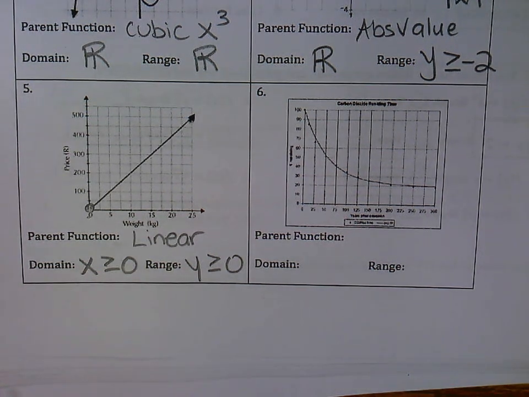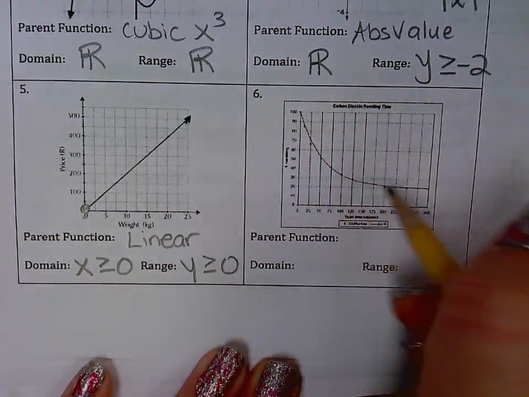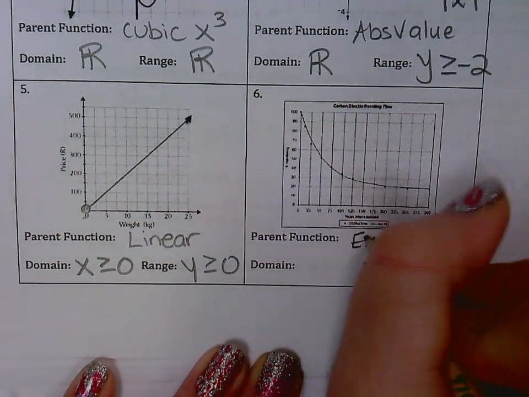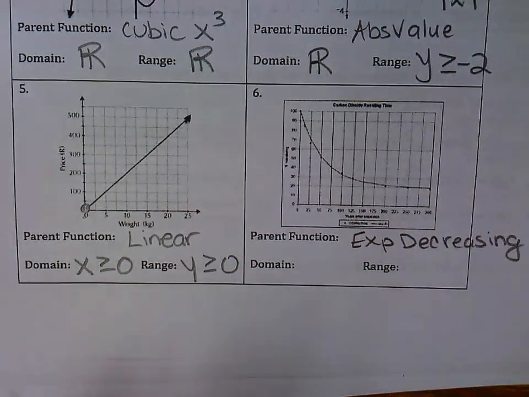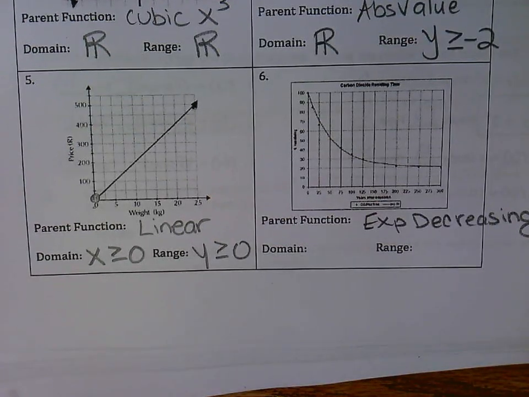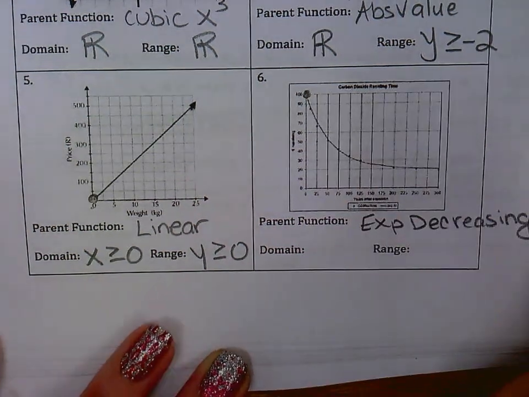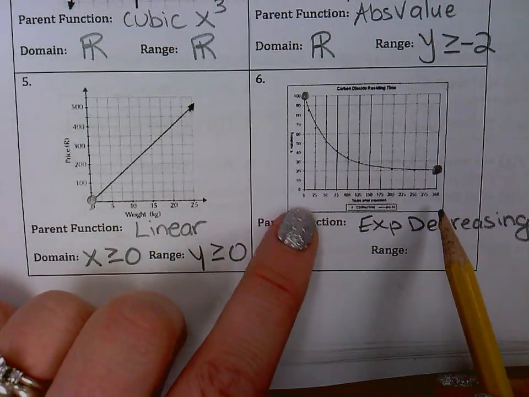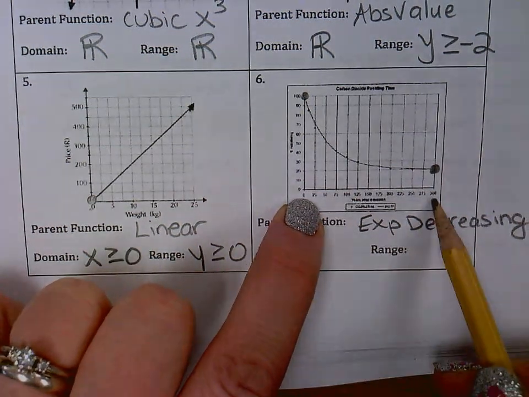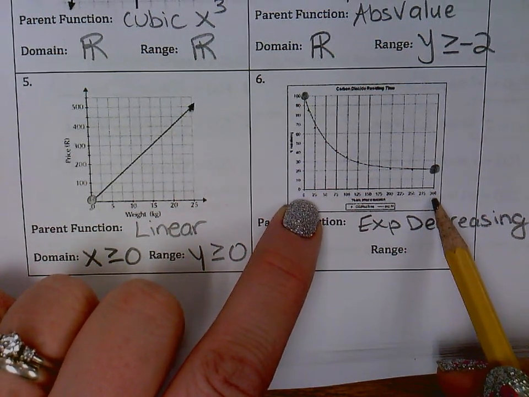And then what parent function did you say for number 6? It's a downward curve. So I would have said exponential and specifically decreasing. At least if you got exponential, you were on the right track. I kind of would have looked at this like this is a dot up here at 0, 100, and this is kind of a dot. It's kind of hard to see, but it looks like my x values go from 0 to 300 on the x-axis. If you said all real numbers, that is the parent function. So if you wanted to keep it, that's fine.